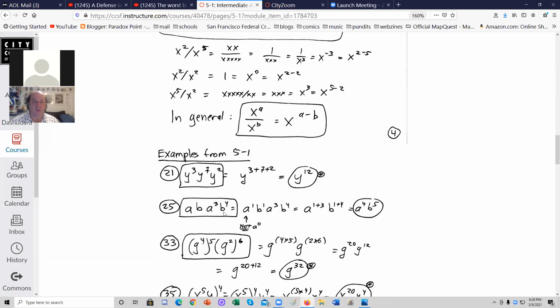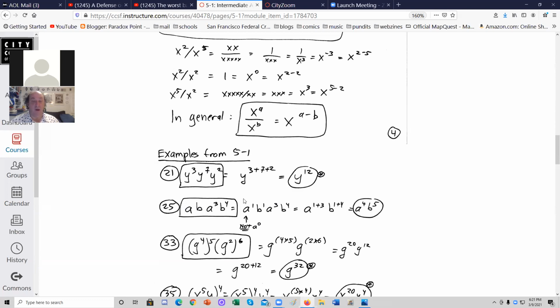Now for this one, we have to watch out. a cubed, b to the 4th. These a and b, they have nothing up in the exponents, but that's not 0, it's 1. a equals a to the 1st, not a to the 0. b equals b to the 1st. So, okay, a to the 1 plus 3 here, b to the 1 plus 4 here. It's a to the 4th, b to the 5th.